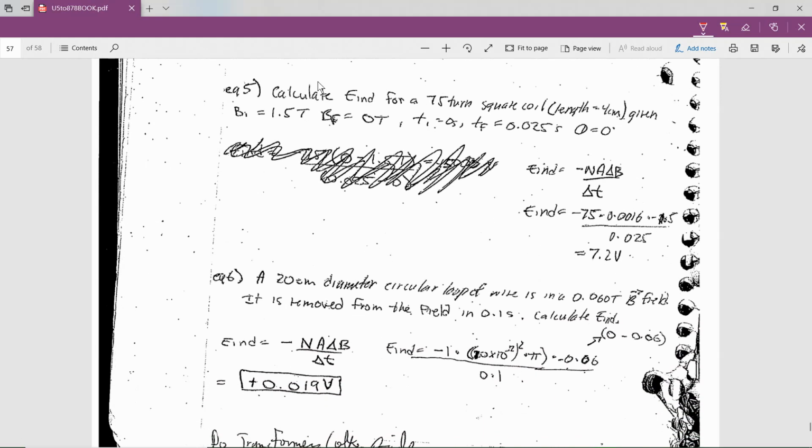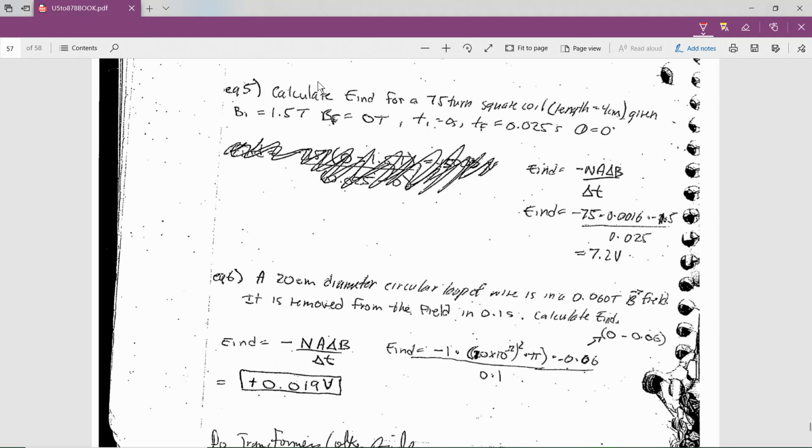Fifth example, here we have a square coil. That's interesting. A 75 turn square coil, length is 4 centimeters. You start in a magnetic field of 1.5 Tesla, and then you shut off the magnetic field completely. So it goes to 0 in 0.025 seconds. Okay, that's my delta T.